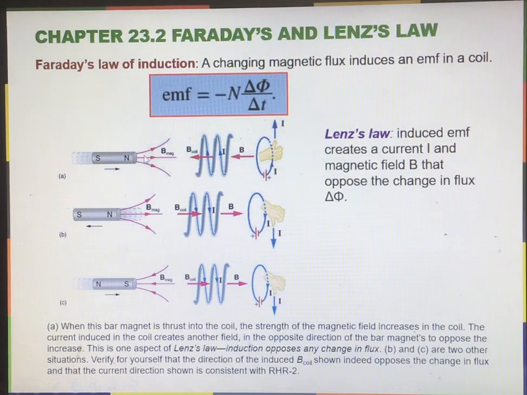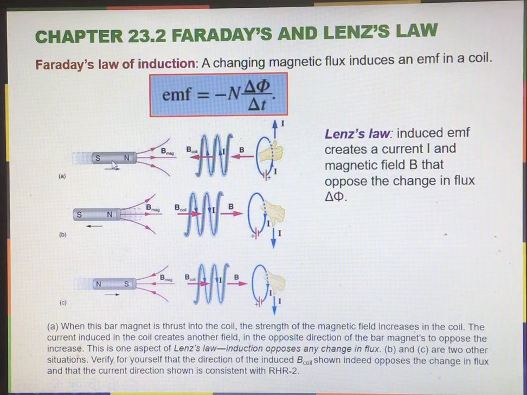So I'll just take one example here. Suppose that you have, this is the south and this is the north, and you have a magnetic field. So again, if this is the south and this is the north, we know that the magnetic field lines are always going to point from the north to the south. So B magnet is the magnetic field produced by this bar magnet.